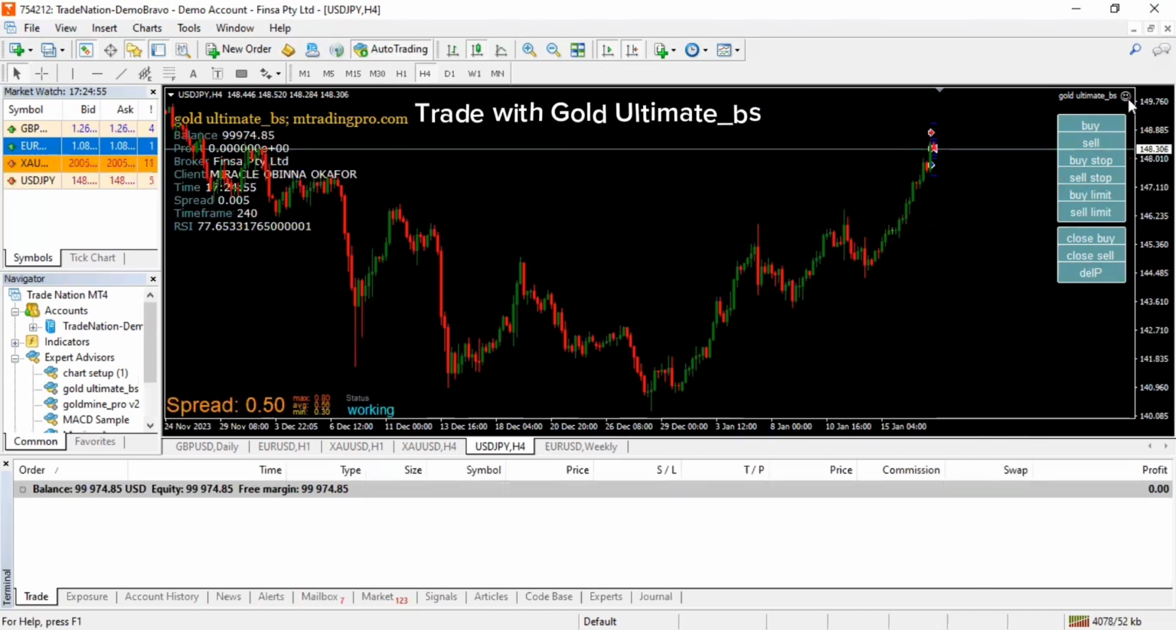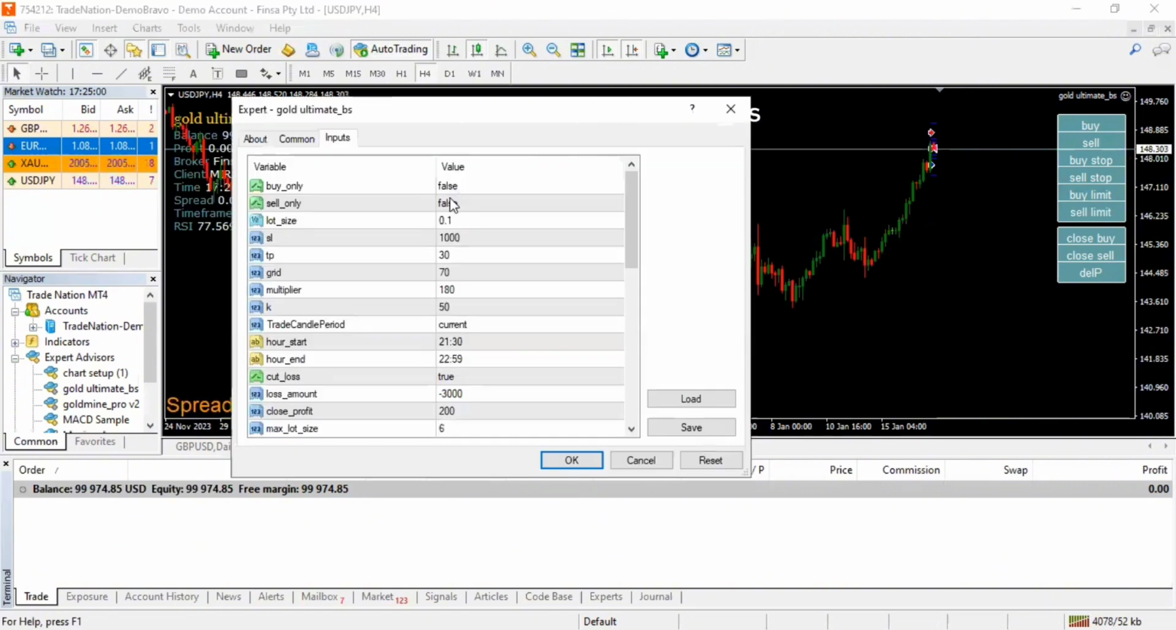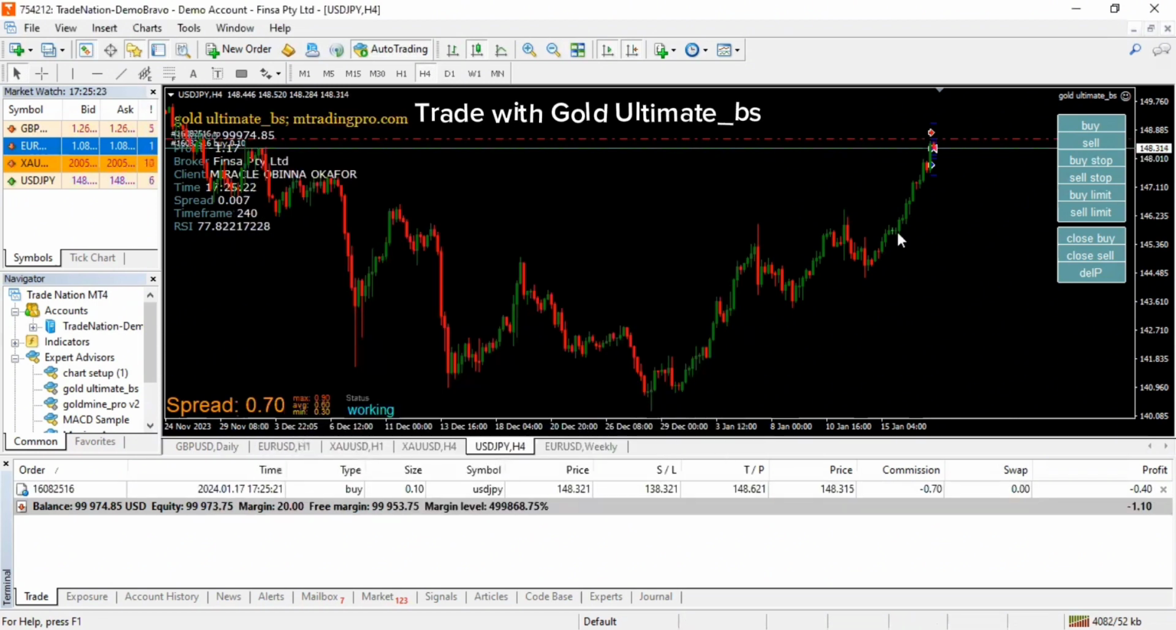All right, so that's the workings of the EA. Let's turn this on. It's going to pick one of them. It's definitely going to pick a buy. Because of the time, let me make this 21:29, so I'll be sure it picks a trade immediately. Okay, so you can see it has picked a buy.